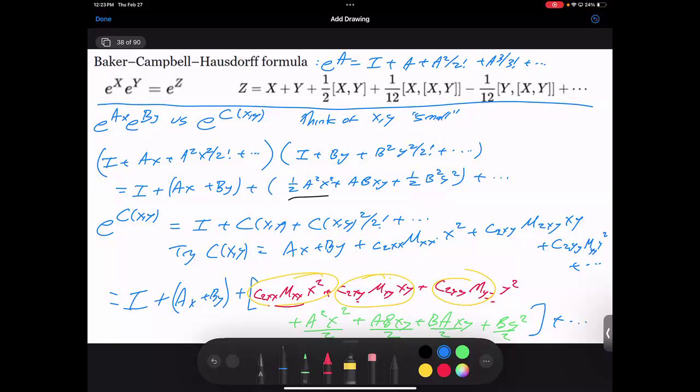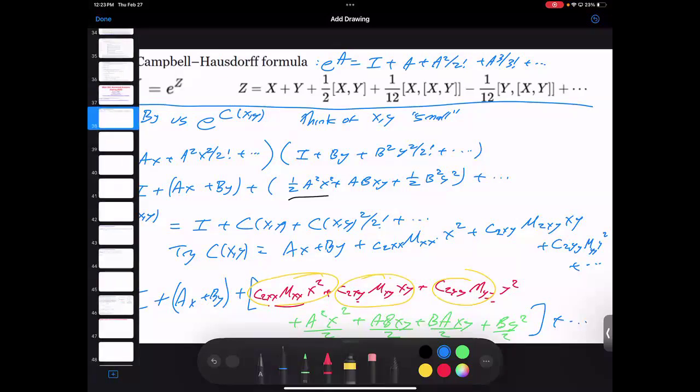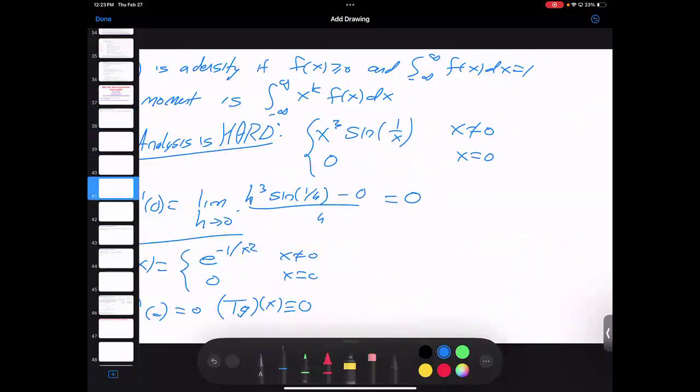And they have to agree term by term by term. And we introduce these extra parameters. And then at the end of the day, we take x equals y equals 1, and that gives us the Baker-Campbell-Hausdorff formula. And so we saw the Feynman trick over here.